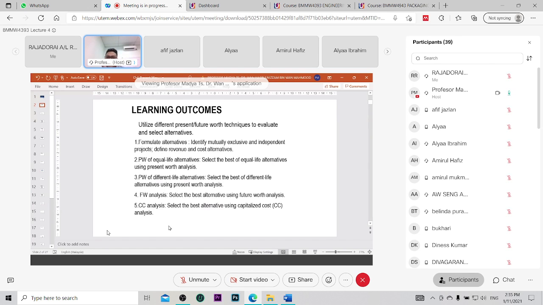So this is the learning outcome for chapter number 4. Utilize different present and future worth techniques, remember P and F, to evaluate and select alternatives. I mean, you need to decide which one is the best from the options.